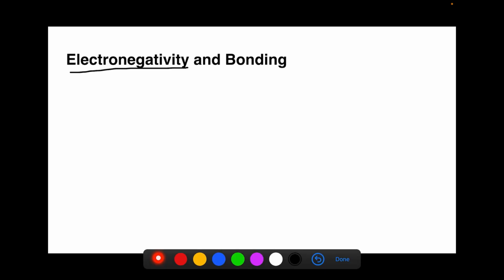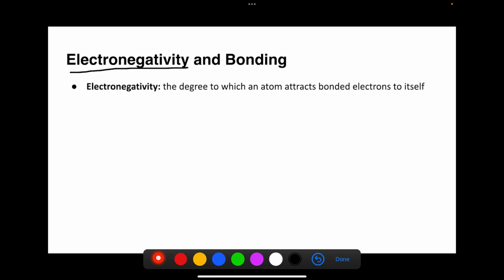Now let's zoom in just on ionic and covalent bonds, leaving metallic bonds aside for a while. The type of bond formed between two atoms is largely determined by the electronegativity of the atoms involved. Recall that electronegativity is the degree to which an atom attracts bonded electrons to itself. Let's consider a bond between this red atom here and this blue atom here. Let's make the bond green. Recall that bonds are made up of a pair of electrons, so that green line there represents two electrons, which I'll draw in just to remind us.